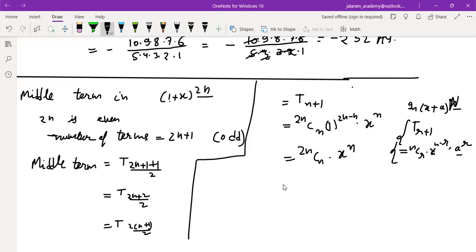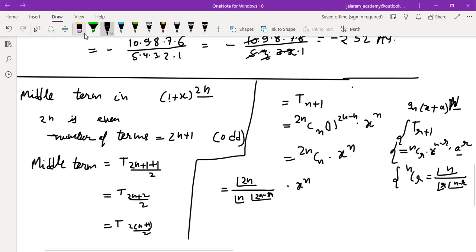So we will further solve it. How to solve it further? For this we will use the property of nCr. We know that nCr equals factorial n upon factorial r into factorial n minus r. So 2nCn is factorial 2n upon factorial n into factorial 2n minus n. In place of r, it is n, x to the power n. So it is factorial 2n upon factorial n into factorial n into x to the power n.